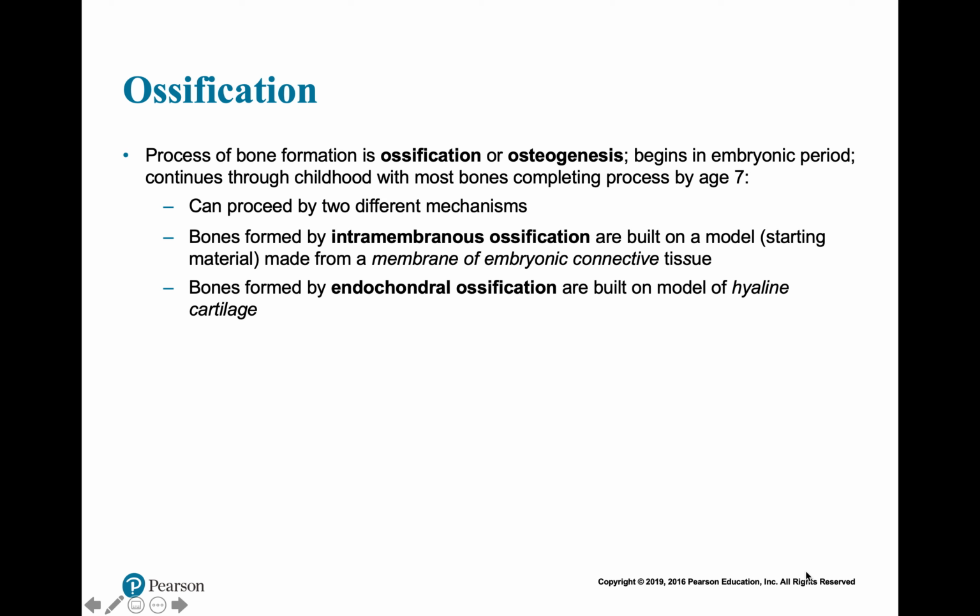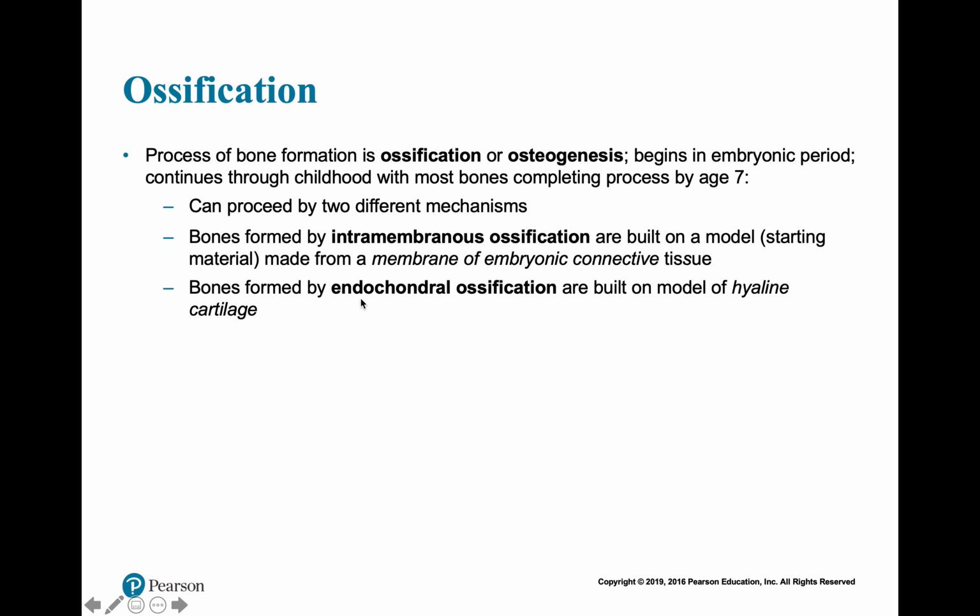There are two mechanisms by which bones can form: intramembranous ossification and endochondral ossification. Intramembranous: intra, within; membranous, a membrane. And this membrane, if you recall from chapter 4, a membrane is a flat sheet of one or more tissues, right? And the membrane in this case will be a membrane of embryonic connective tissue called mesenchyme.